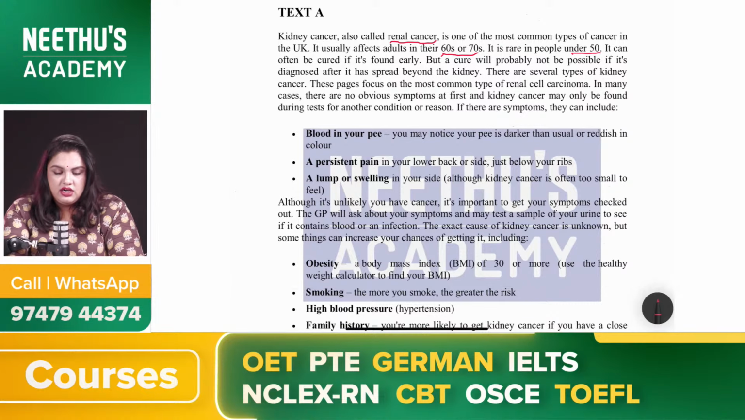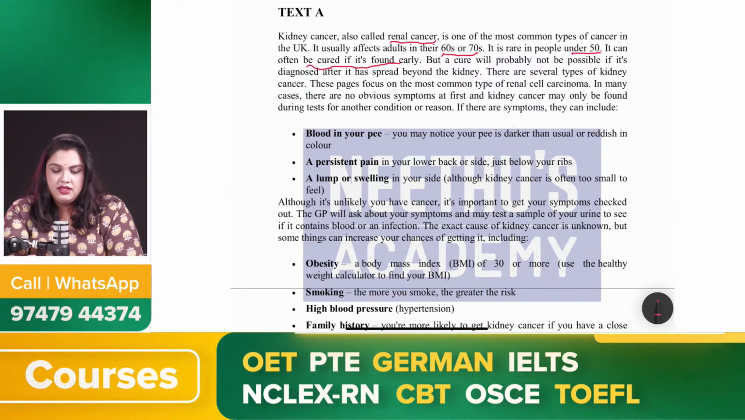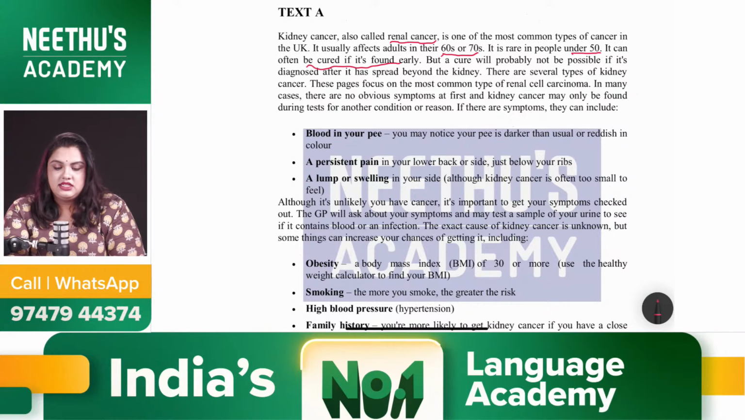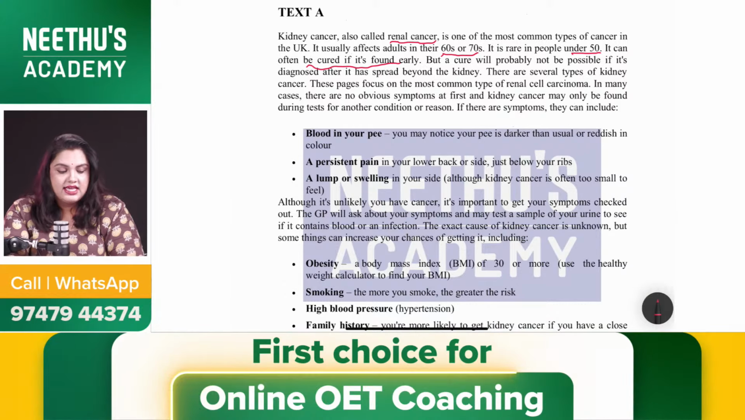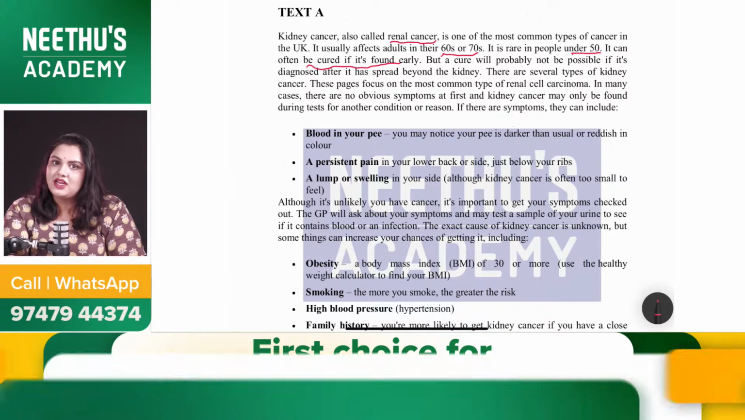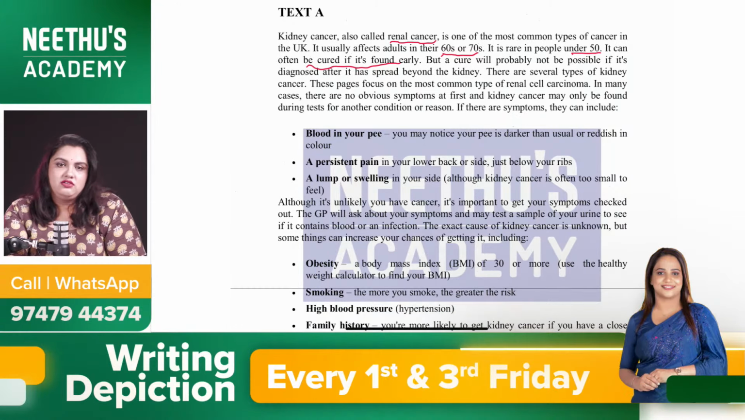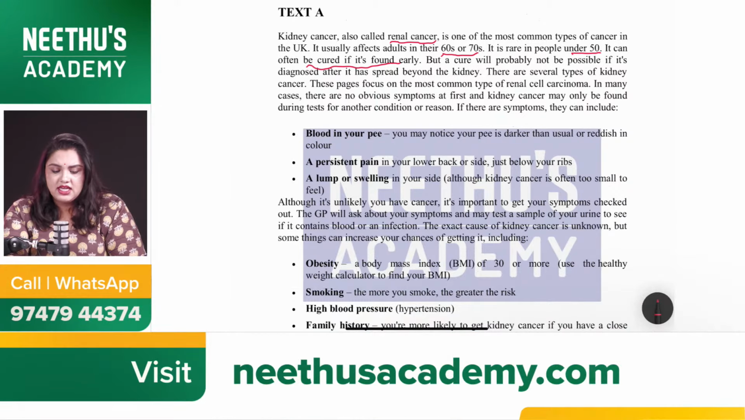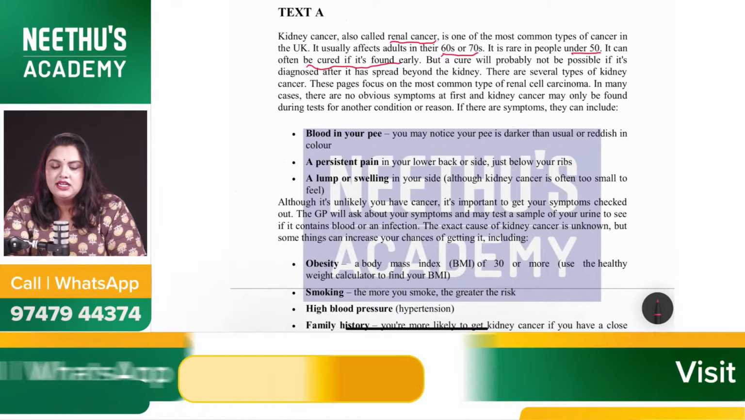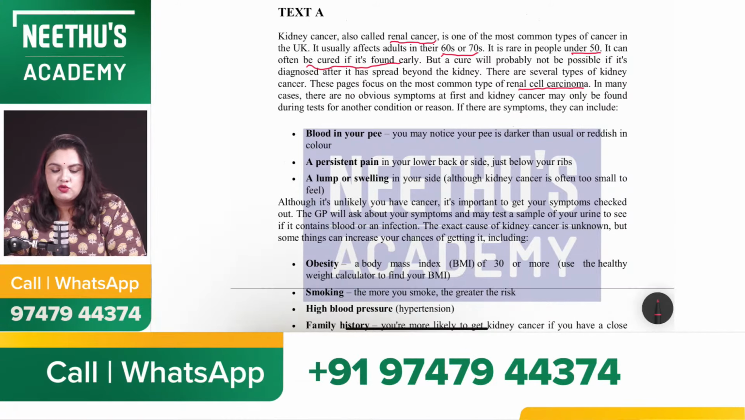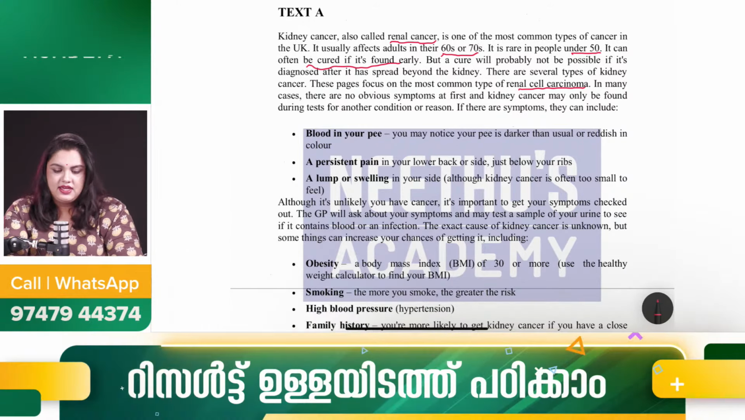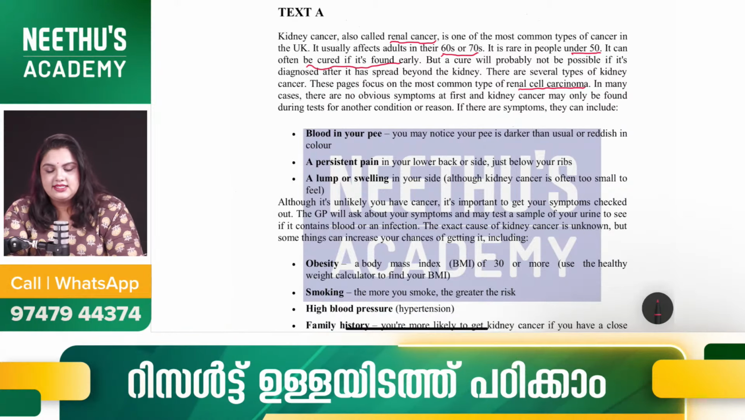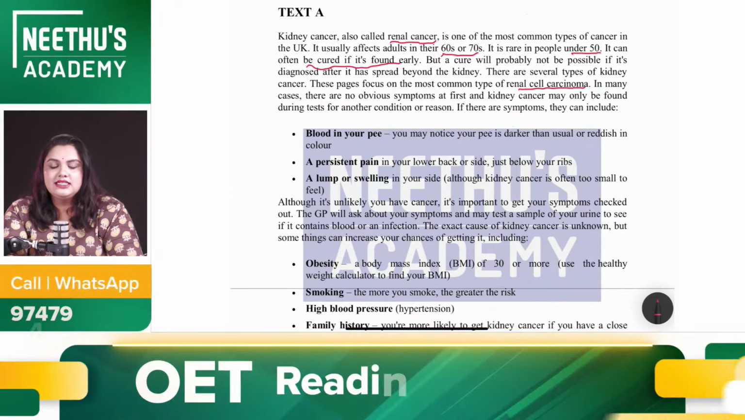It can often be cured if found early. If found early, it can be cured, but a cure will probably not be possible if it's diagnosed after it has spread beyond the kidney. So if it has spread beyond the kidney area, a cure is probably not possible. There are several types of kidney cancer. This page focuses on the most common type, that is renal cell carcinoma. There are several other types of kidney cancer, but in this we are discussing renal cell carcinoma. So the major type discussed here is renal cell carcinoma.